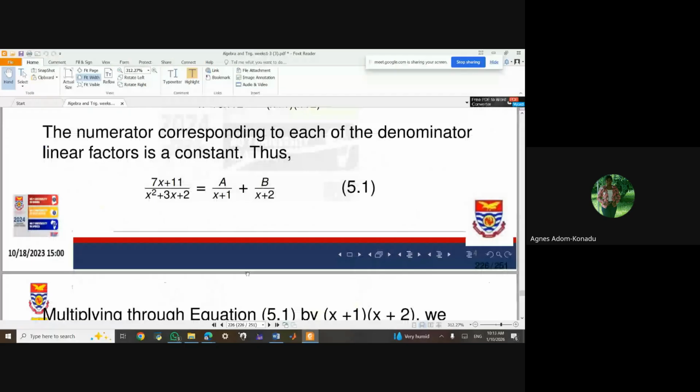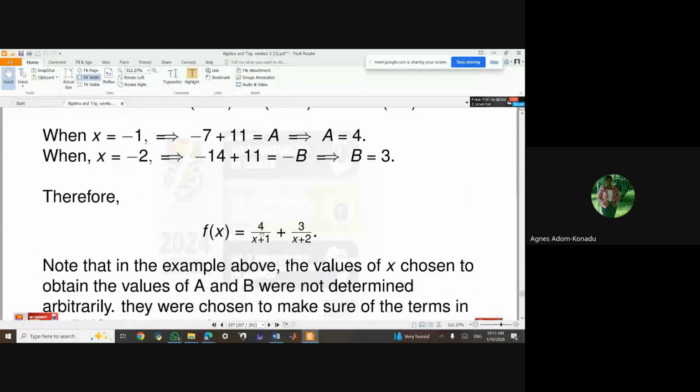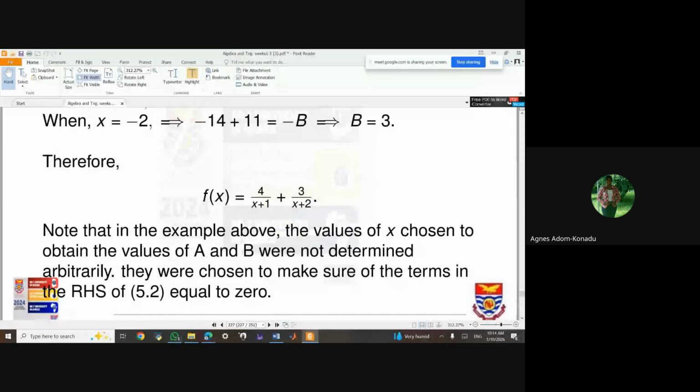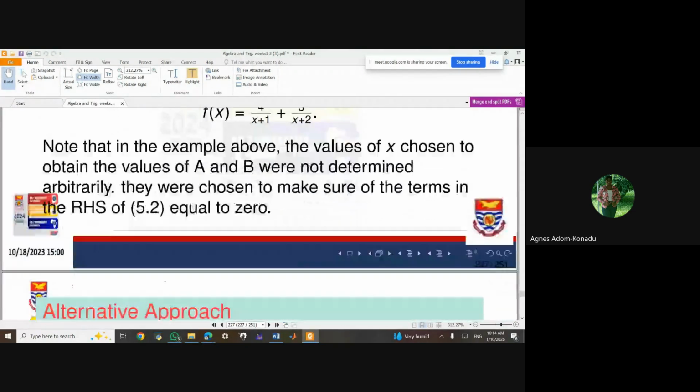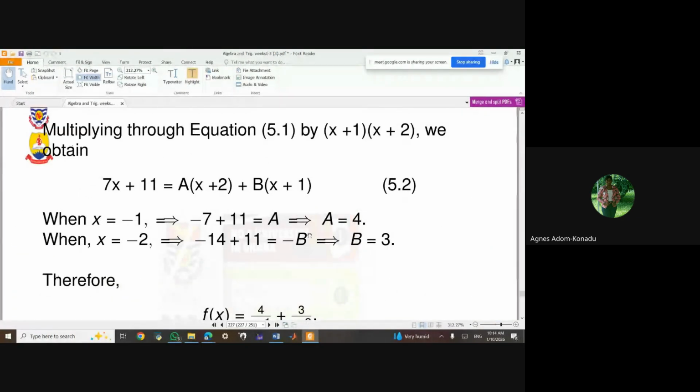So I go back. My A is 4. My B is 3. So the function will be 4 over s plus 1 plus 3 over s plus 2. So I've been able to decompose it into partial fractions. Note that in the example above, the values of s chosen to obtain the values of A and B are not determined arbitrarily. They were chosen to make sure one of the terms on the right equals 0. So that's one way of finding my A and B.